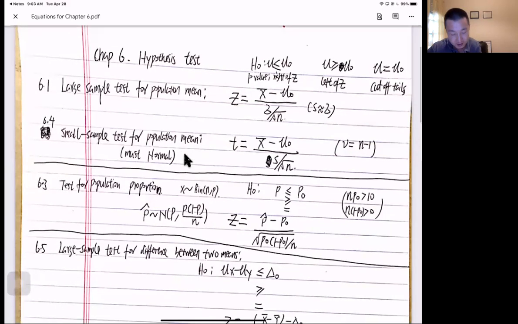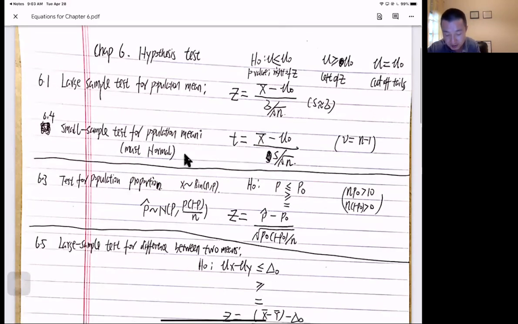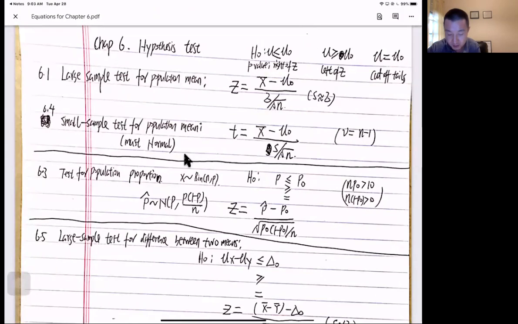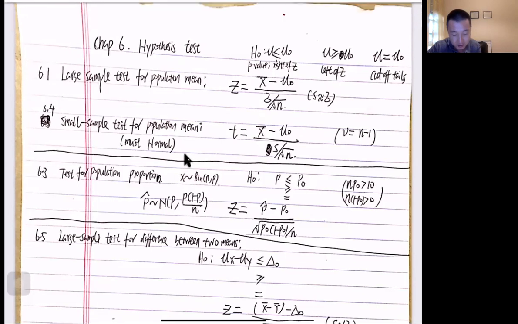Next one is 6.4, a small sample test for population mean. I put these two together because these are both for population mean, and one is large sample and one is small sample. For small sample, we need to calculate the t-value, as you can see here. So compare the z-value and the t-value. And for t-value, we have degree of freedom, which is equal to n minus 1. And also, you can see the condition for small sample test is it must be normal.